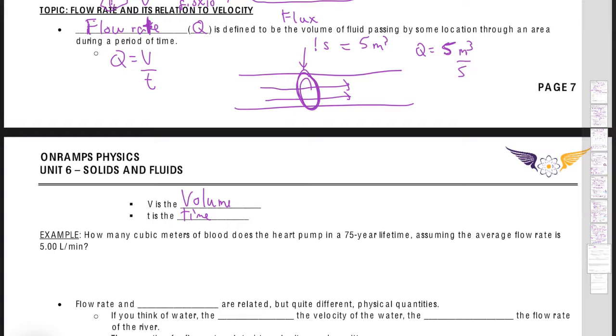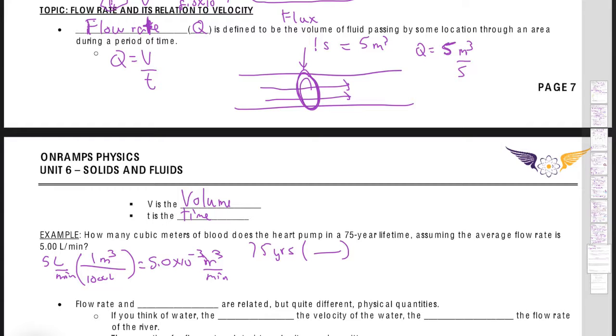So this example asks how many cubic meters of blood the heart pumps in a 75-year lifetime, assuming the average flow rate is 5 liters per minute. First we need to convert this to cubic meters per minute. 1 cubic meter is 1,000 liters, so that's 5.0 times 10 to the negative 3 cubic meters per minute. I'm going to leave it in minutes because I can do 75 years in minutes.